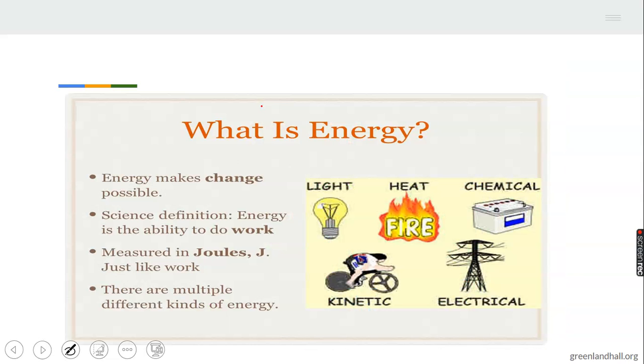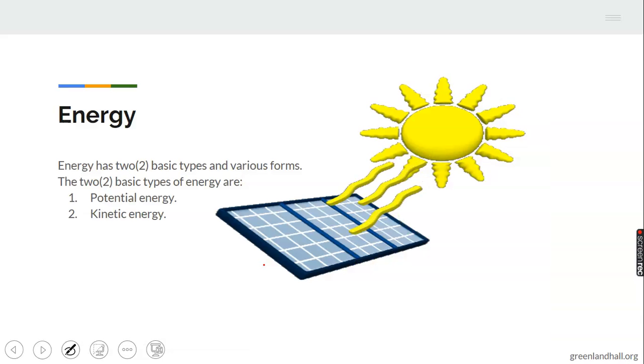Now, we've seen this before. Energy makes change possible. Something is somewhere, then somebody puts energy in to do something, and now there's a change. You have also been told that energy is measured in joules. Then there are different kinds of energy. In our previous lesson, we were told that energy has two basic types, which are potential energy and kinetic energy. I hope you still remember.